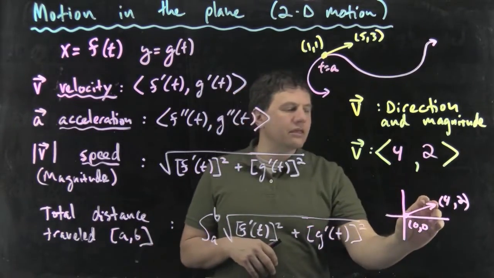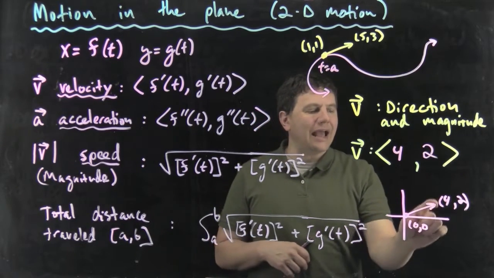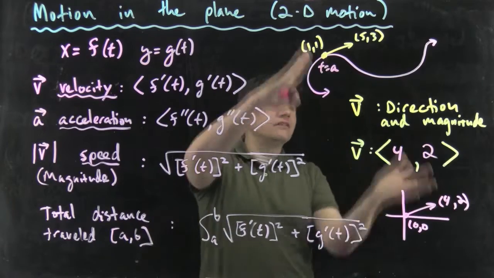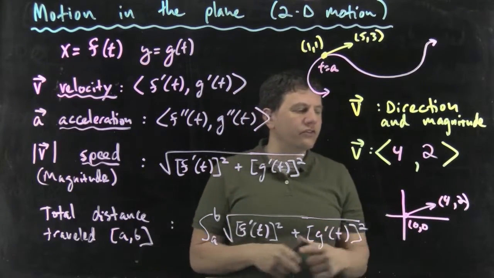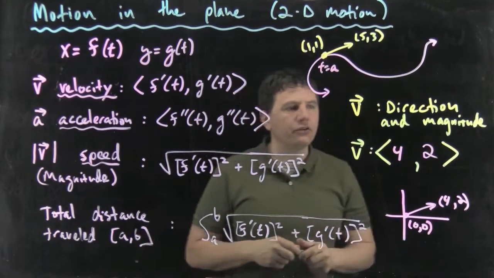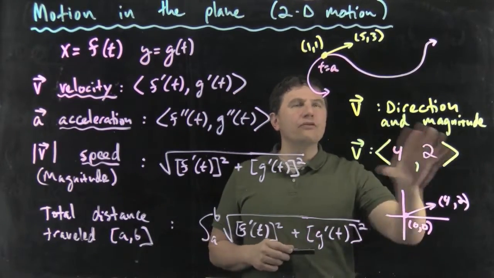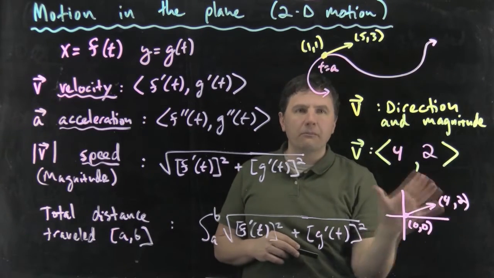So the length of that vector would be essentially the speed, the magnitude, and then it points in that direction. It does not matter that this starts at (1, 1) and this starts at (0, 0). They are the same vectors. It's direction and magnitude, okay? Now, every time we calculate velocity, just remember it's in this component form.